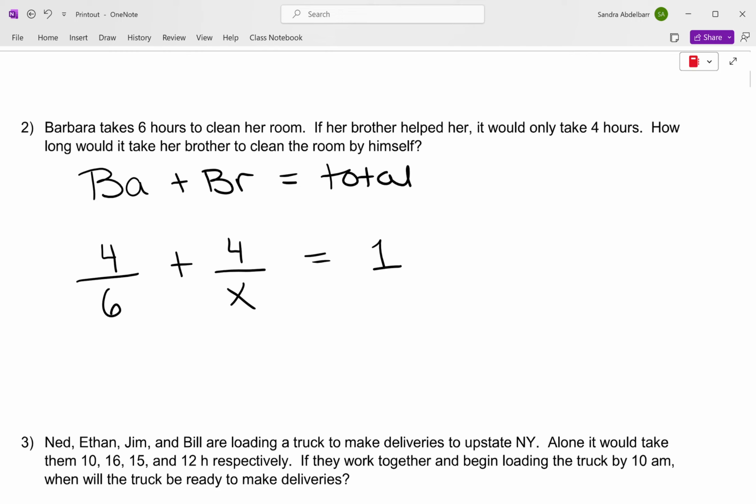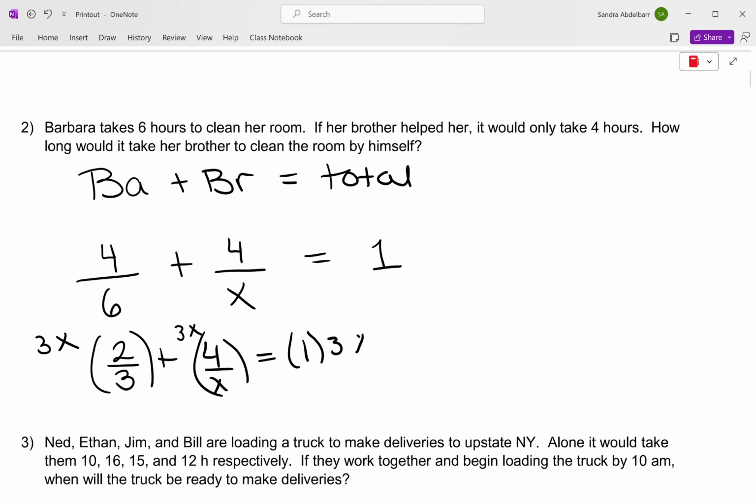Can I simplify the 4 over 6? Yes, I can simplify it down to 2/3. Now I'm going to multiply everything by 3x. So we're going to have x plus 12 equals 3x. Does that look right? No, 2x, sorry. 2x plus 12 equals 3x. So we're going to get that x is equal to 12.